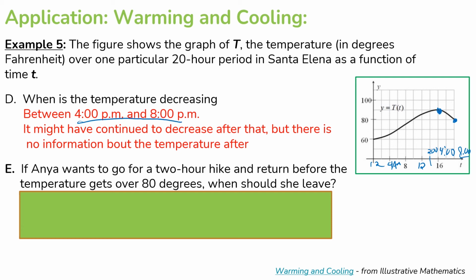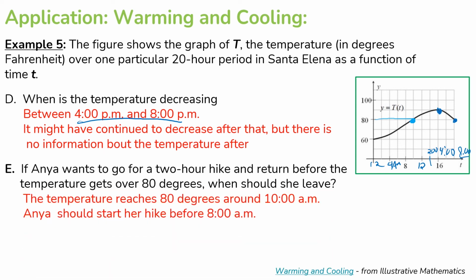to 8 p.m. And then last, it says if Anaya wants to go for a 2-hour hike and return before the temperature gets over 80 degrees, when should she leave? And so we want to look at the graph and see where it will stop around 80. So here, so we could say the temperature reaches 80 degrees around, where would we be? Around 10 o'clock here. So Anaya should start her hike before 8 a.m. because if she wants to do a 2-hour hike, she will need to start before 8, because around 10 o'clock that temperature is going to reach 80 degrees or more.